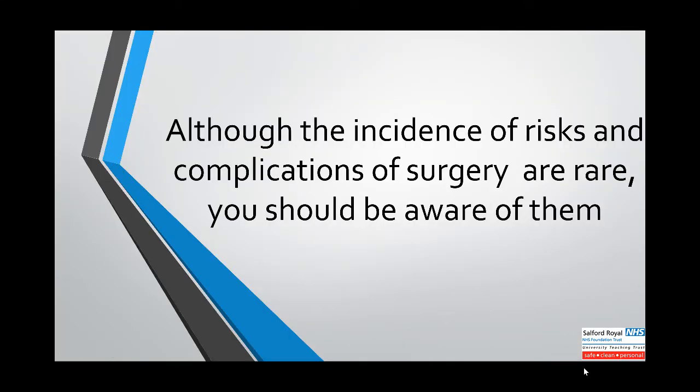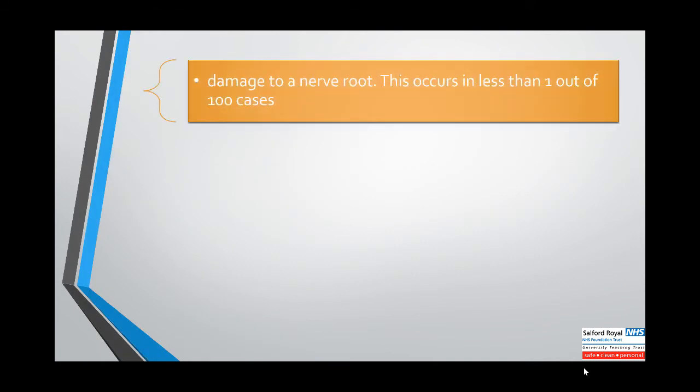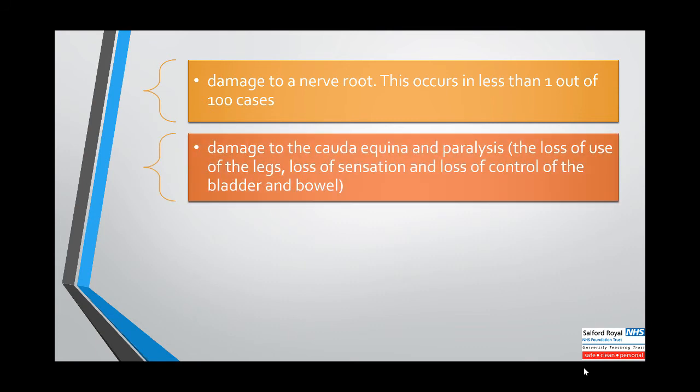Although the incidence of risks and complications of surgery are rare, you should be aware of them. Damage to a nerve root. This occurs in less than 1 out of 100 cases. Damage to the cauda equina and paralysis, which means the loss of use of the legs, loss of sensation, and loss of control over bladder and bowel.